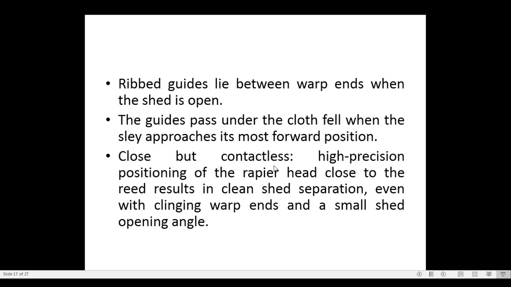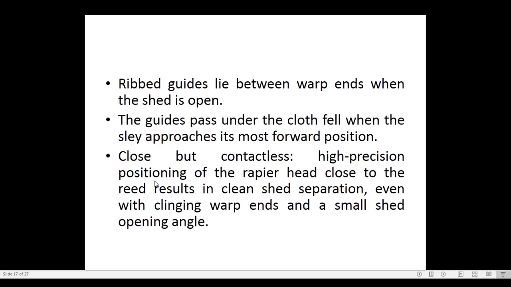Close but contactless. High precision positioning of rapier head and rapier close to the reed results in clean shade separation, even with clinging warp ends and a small shade opening angle. So here what happens? The rapier and rapier head are adjusted such that there is hardly 1 mm of gap between the reed and rapier tip. So the less the gap, the better the opening of the shade, and there will be less clinging of warp ends if EPI is more and when the shade height is less. So this is the benefit in the flexible rapier.